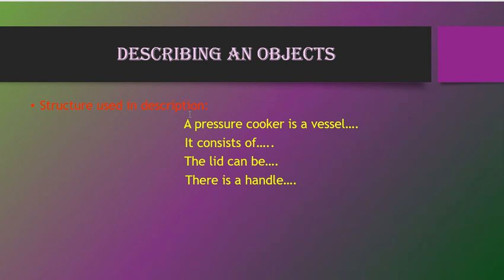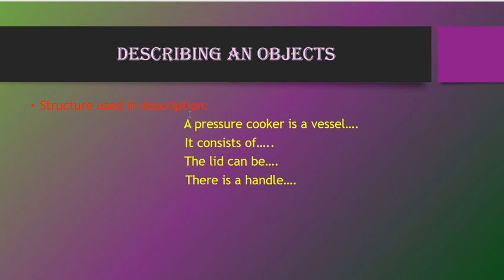And the construction is: a pressure cooker is a vessel, dash dash. It consists of, the lid can be, or there is a handle. Such a sentence structure is used when we describe the object. So we have to follow this type of structure. The structure also carries the simple present tense within, and we should describe everything in the present tense.